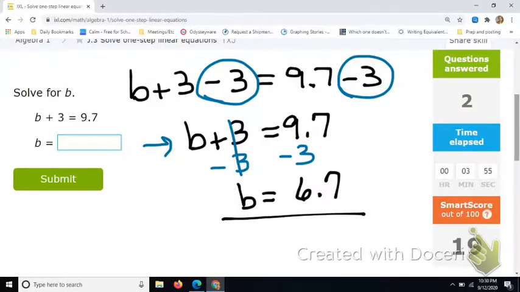So those are some one-step equations. So that's what you should do for J3. And I'll make another short video, a little bit shorter, for two-step equations.